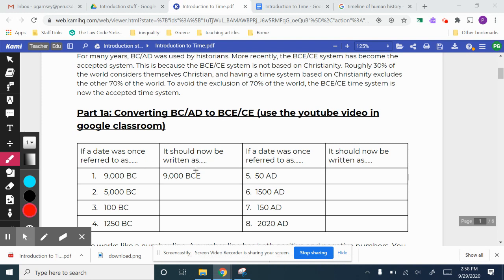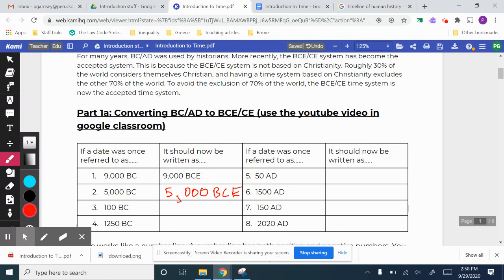BC becomes BCE. So 9000 BC would become 9000 BCE. 5000 BC would become 5000 BCE. These two you can complete on your own.